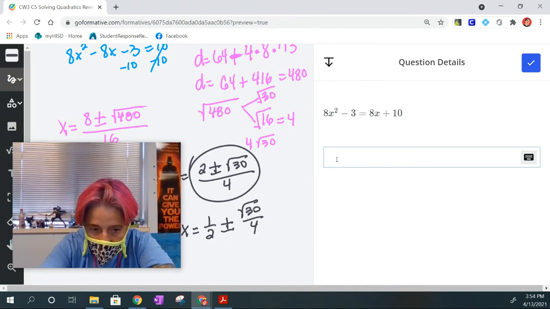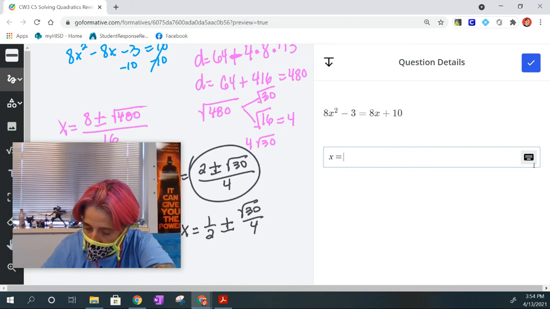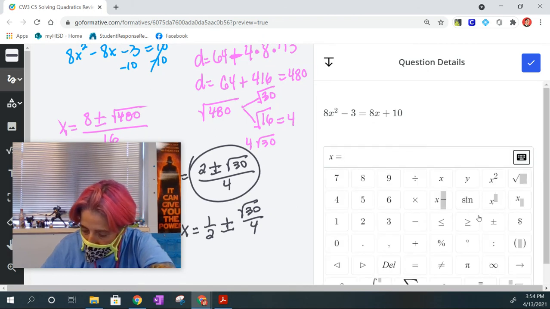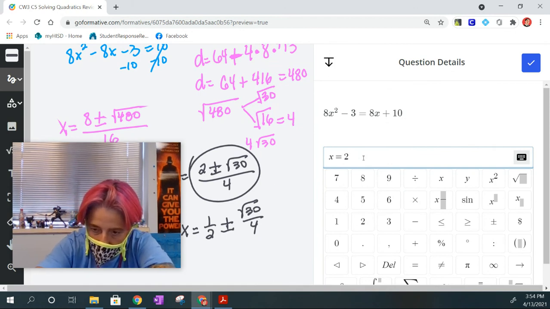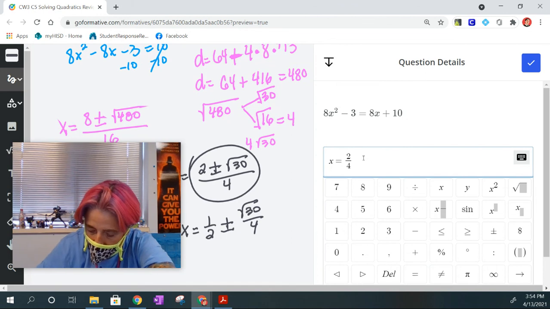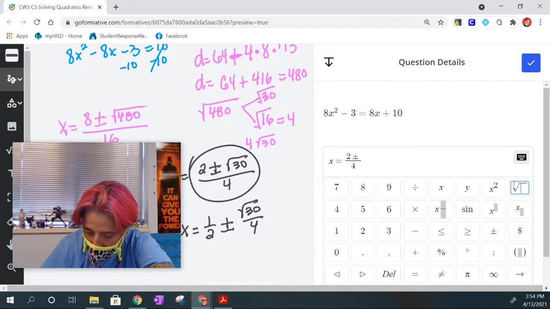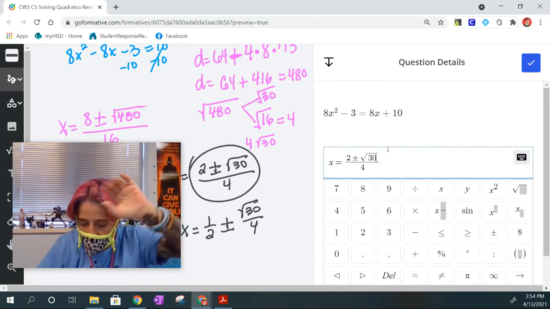So that's going to be x is equal to plus or minus, you're going to have to do 2 divided by 4. Then you're going to go back to the top and do plus or minus, and then do the square root of 30. There you go.